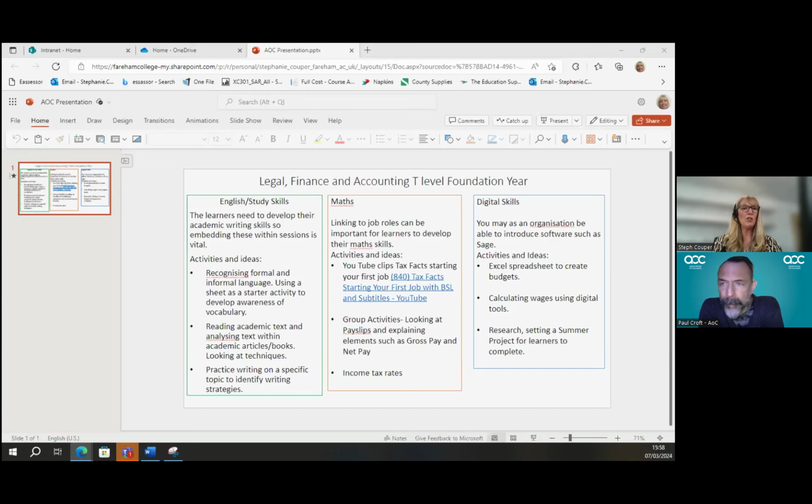But digital can come into our English, it'll come into our maths. I would say never look at them as separate entities. And things like the project-based work and the charity events are a really good way to encompass all of the elements that we're talking about within English, maths, and digital.